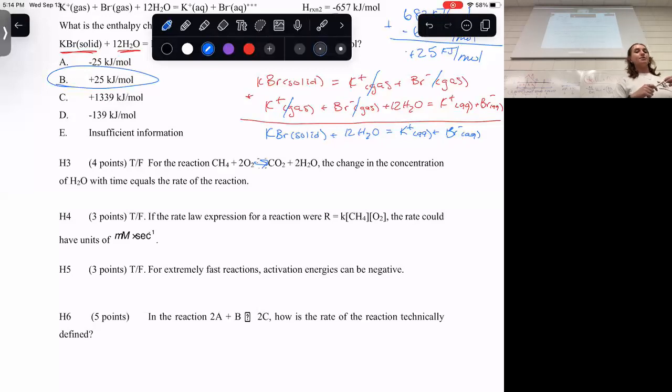So how do you define the rate of reaction? Rate of reaction is d concentration of X over dt. And can we actually determine what dx over dt is? No, we can't actually find what this is, so we have to use the reactants or products instead. So what else is dx over dt equal to? Concentration of CH4 over dt.